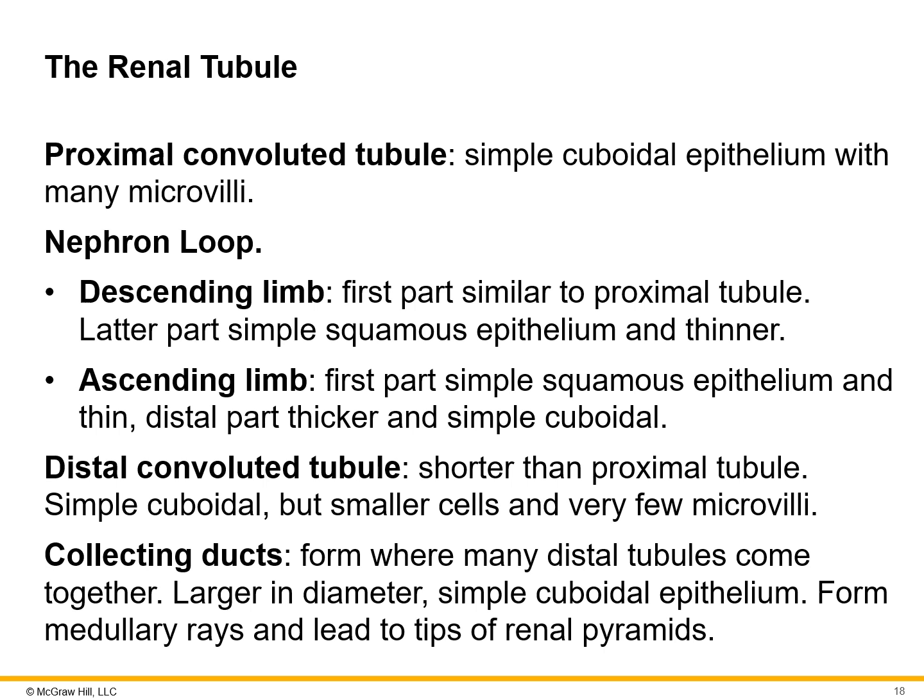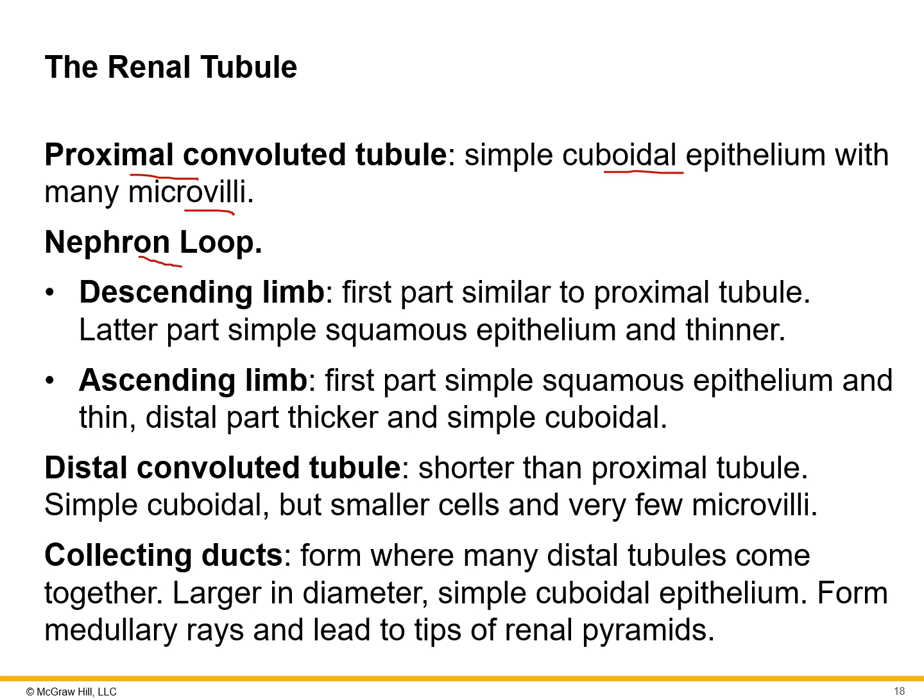All right, then as we move into the tubules, we have our proximal convoluted tubule. It has simple cuboidal cells with lots of microvilli. Just like with our digestive system, those microvilli increase the surface area to allow for more surface area for filtration in this case, instead of absorption like we had in the digestive system.